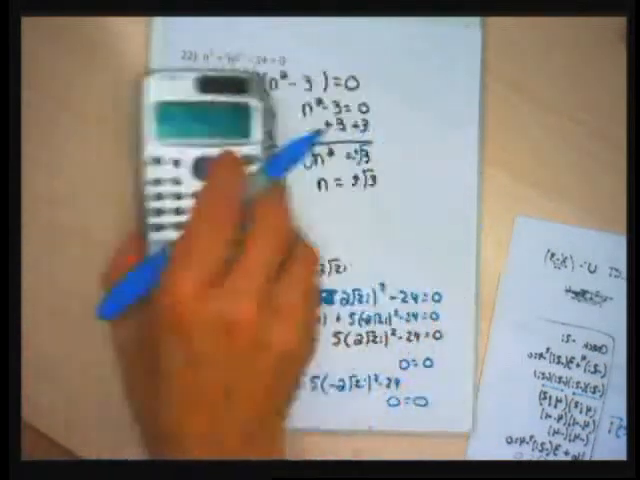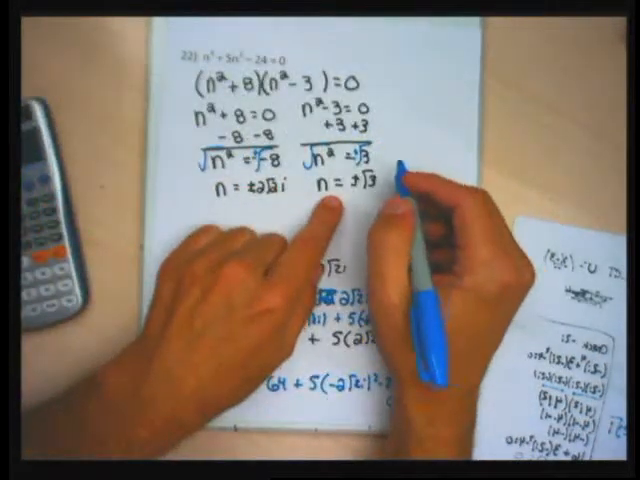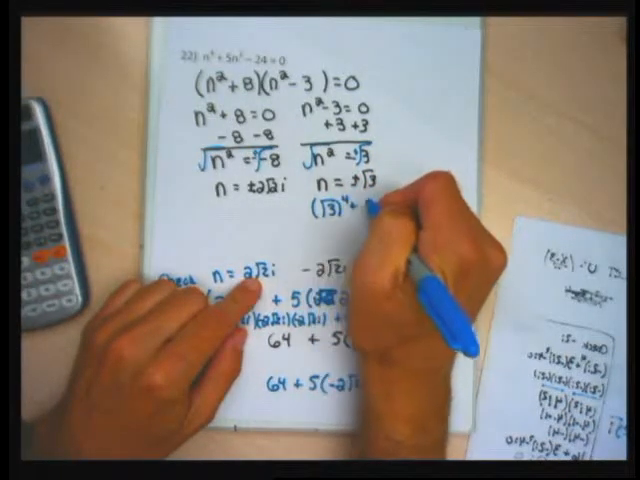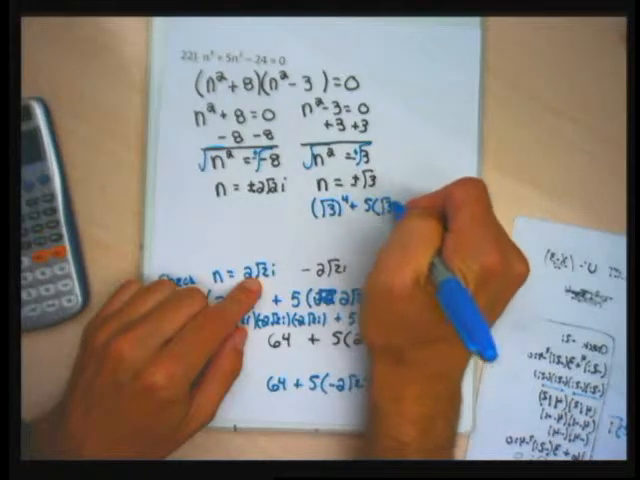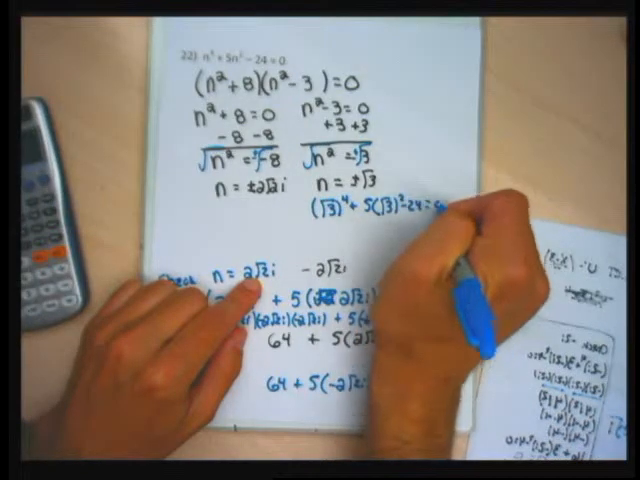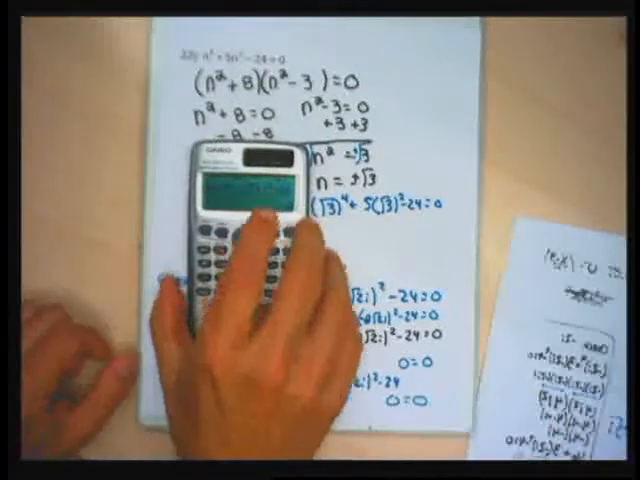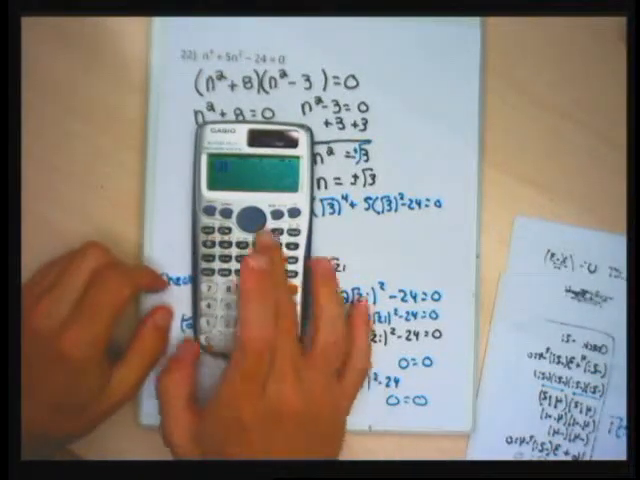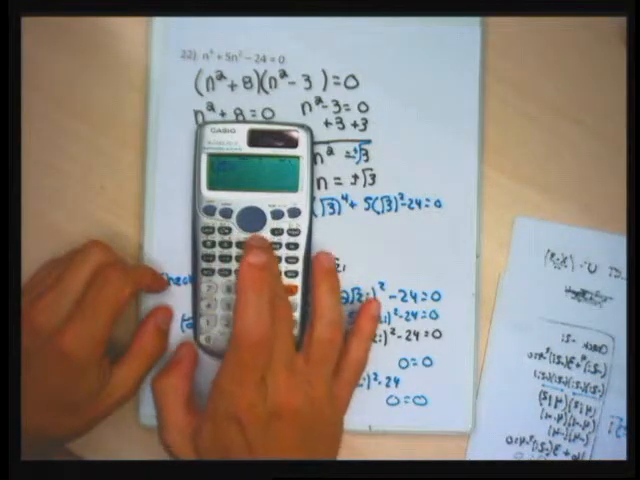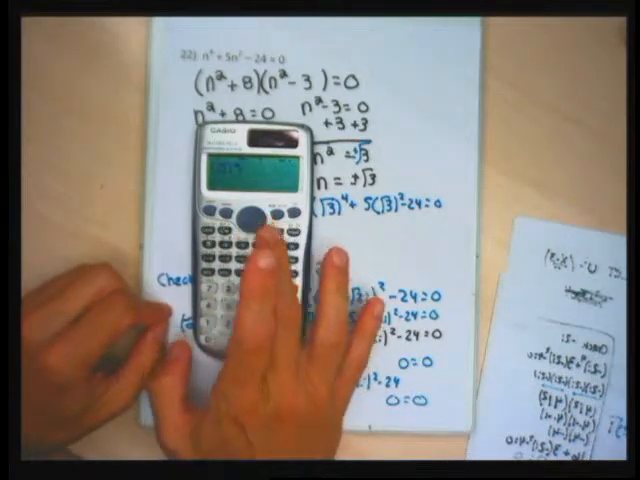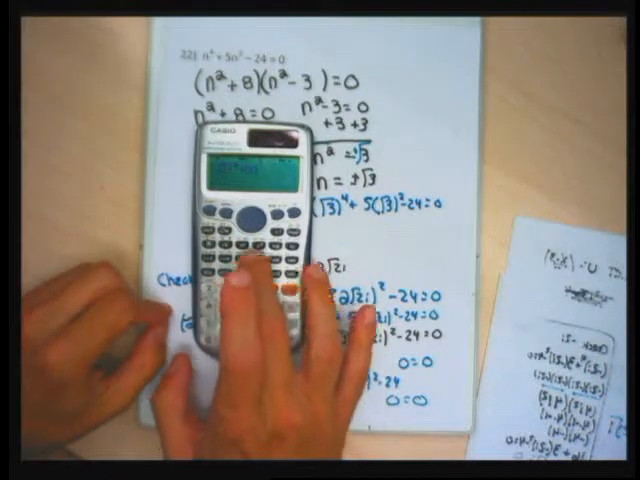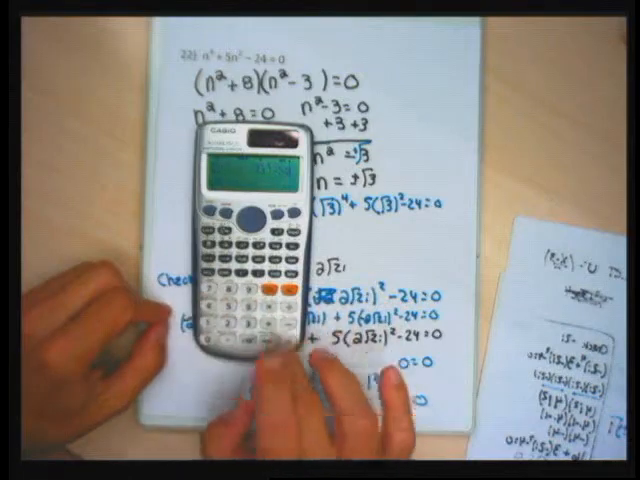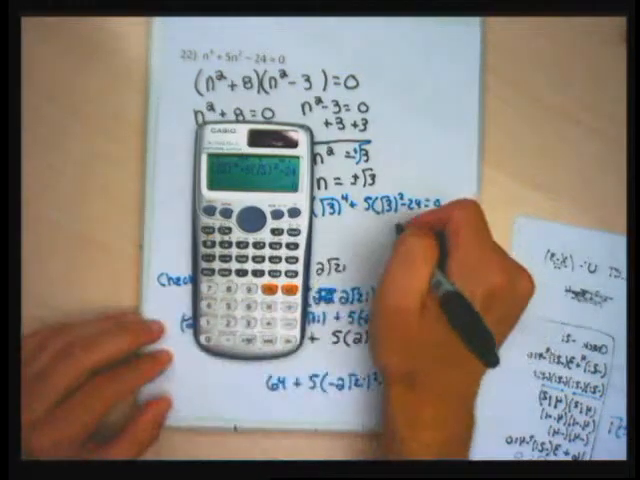I'm going to check the square root of 3. So I'm going to do the square root of 3 to the 4th plus 5 times the square root of 3 squared minus 24. Hopefully that equals 0. So doing this one, parentheses, square root of 3 to the 4th plus 5 times the square root of 3 squared minus 24. That gives me 0 equals 0.